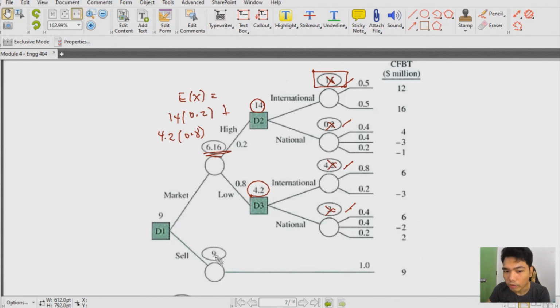Okay? And then how about this value? So alam naman natin na 9 lang to, and then syempre 1 lang yan. So therefore 9 din to, expected value natin, 'di ba? And then after that, ano ba yung mas pipili natin? So pipili natin is yung 9. That means na ang ating best decision is to sell, not to market. Okay? So, yun lang yun.